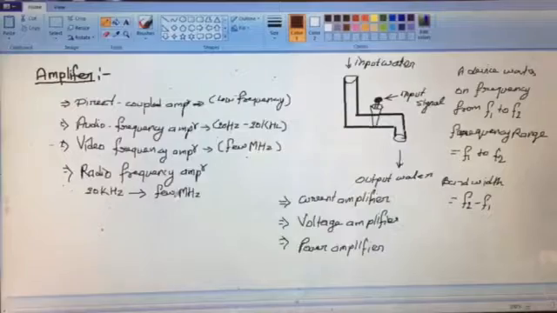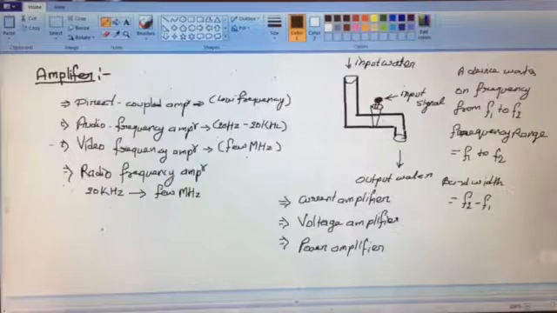So these are the types of amplifier on the basis of operating frequency and their frequency range. In case of direct coupled amplifier, the amplifier works on low frequency. Audio frequency amplifier works from 20 Hz to 20 kilohertz. Video frequency amplifier works for a few megahertz. And in case of radio frequency amplifier, the amplifier works from 20 kilohertz to a few megahertz.